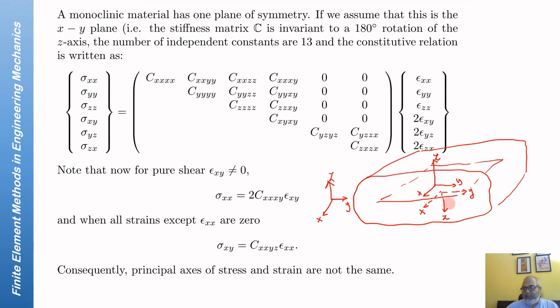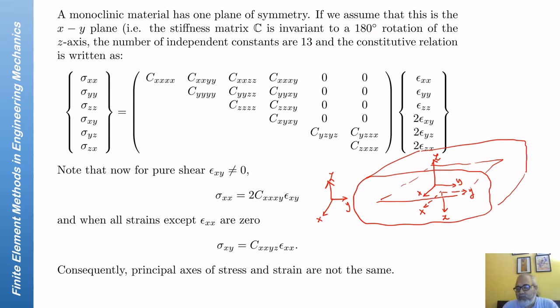If I apply this rotation to the general stiffness matrix, the stiffness matrix would remain the same. It wouldn't even know that you have changed the direction of the z-axis. Now, for that to happen, and this is something that is done in your elasticity courses, but we are not going to do it here.